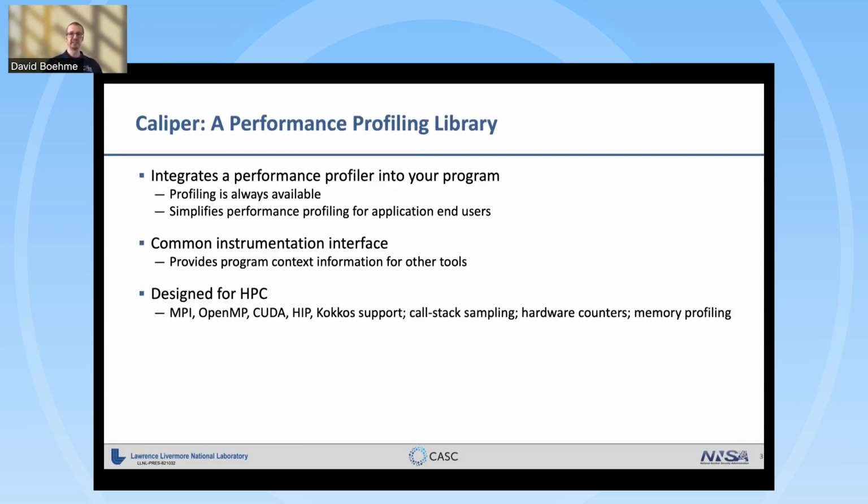Caliper is also an instrumentation interface, so you have functions and macros where you can mark regions in the code, and you can use that for Caliper's own profiling functionality, or also forward this information to other performance analysis tools. So Caliper can kind of work as a common instrumentation interface. You don't have to instrument the code with several different APIs. And of course, it's specifically designed for HPC applications. So you have support for all the typical programming models like MPI, OpenMP, CUDA, HIP, and Kokkos as well. And then we have functionality like call stack sampling, hardware counter profiling, memory profiling, and lots more.